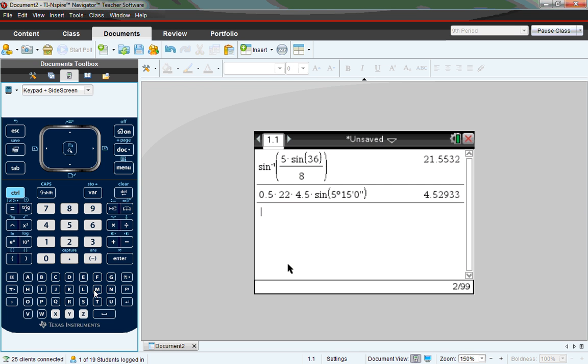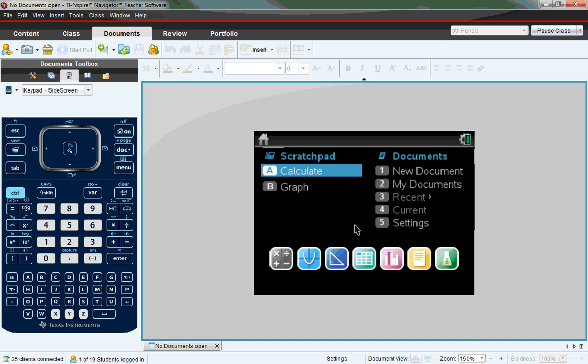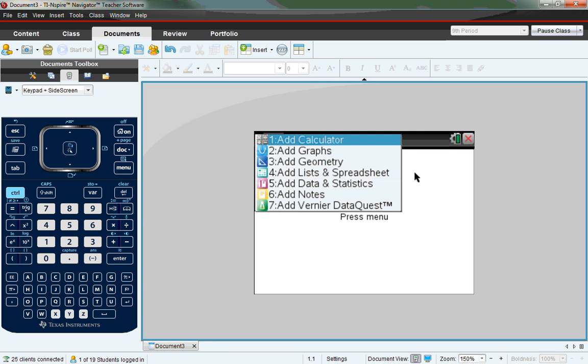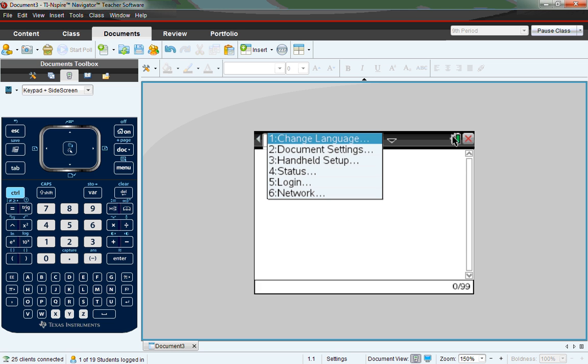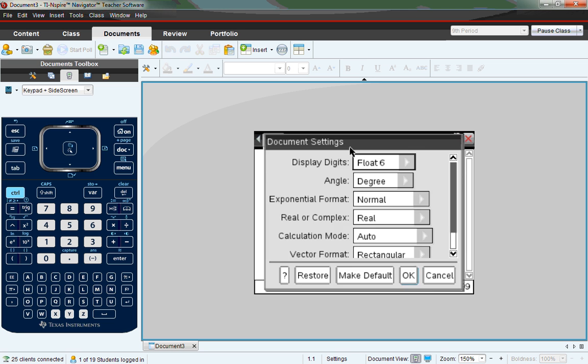Get your calculators out. What I want you all to do is get a new document. That new document is going to be a calculator page. I want you to click on the battery. When you click on the battery, go to document settings. You must be in degree mode. You cannot use the degree symbol and think it's going to be okay. If you use the degree symbol, it did not work because we're doing the arc sine with the sine and it will not work. So you have to make sure you're in degree mode, so press OK.